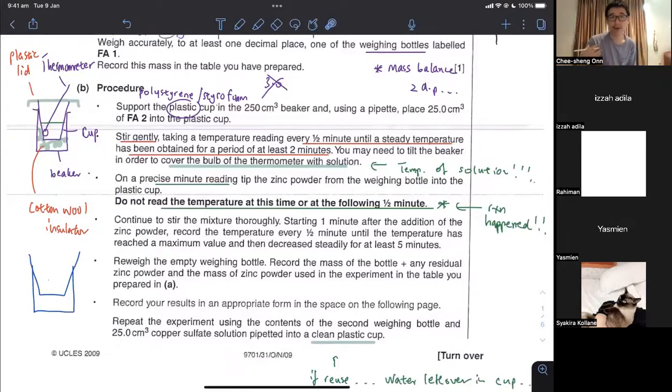Some students forget that the thermometer measures temperature, and the previous reaction might have been endothermic or exothermic. If you don't wash the thermometer, it might have impurities, and it might still read the temperature from the last experiment. So it's important that we rinse the thermometer with some distilled water before we repeat the experiment. So you put in the solutions and then you put in the solid.